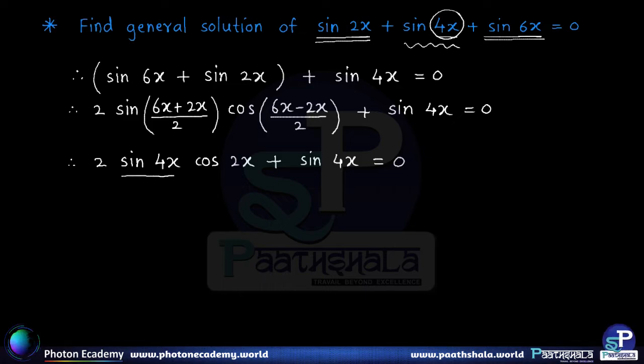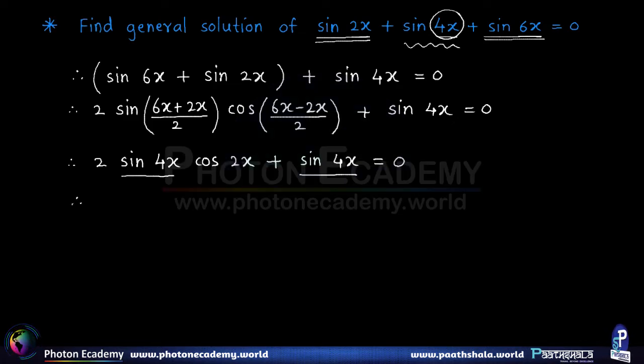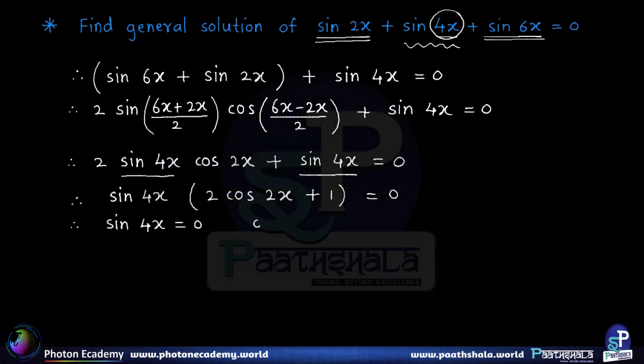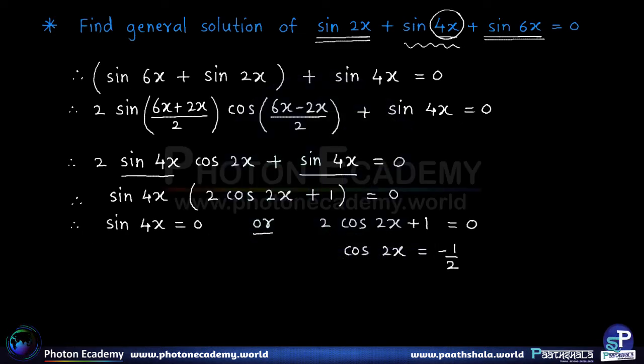Now we can take sin 4x common from both sides, so that gives us sin 4x into bracket 2 cos 2x plus 1 is equal to 0. So therefore sin 4x is equal to 0, or 2 cos 2x plus 1 is equal to 0. That is, here it means cos of 2x is equal to minus 1 by 2.